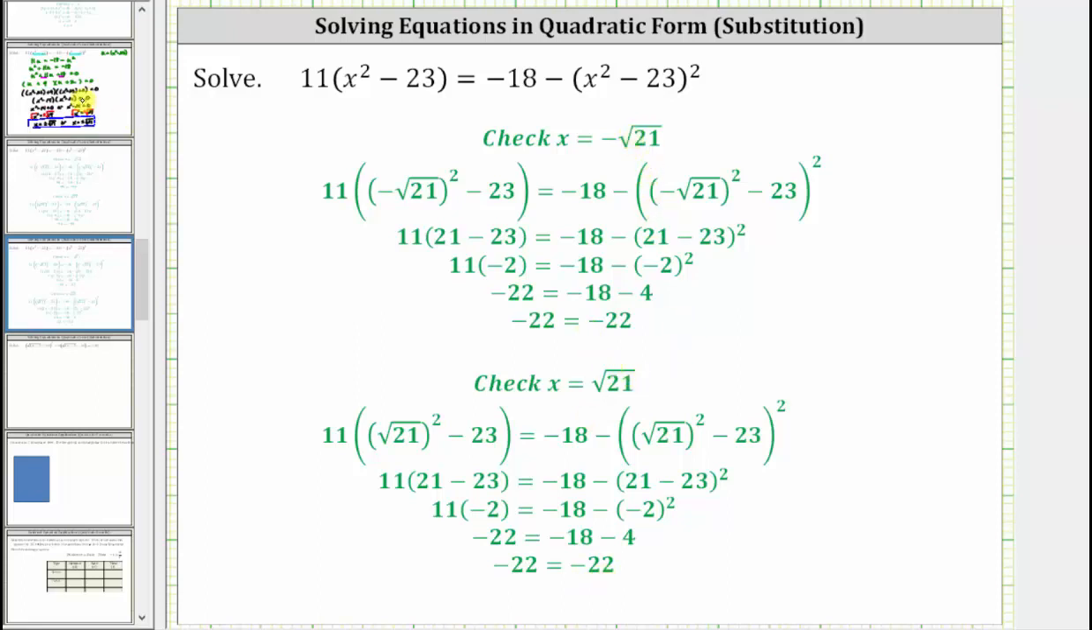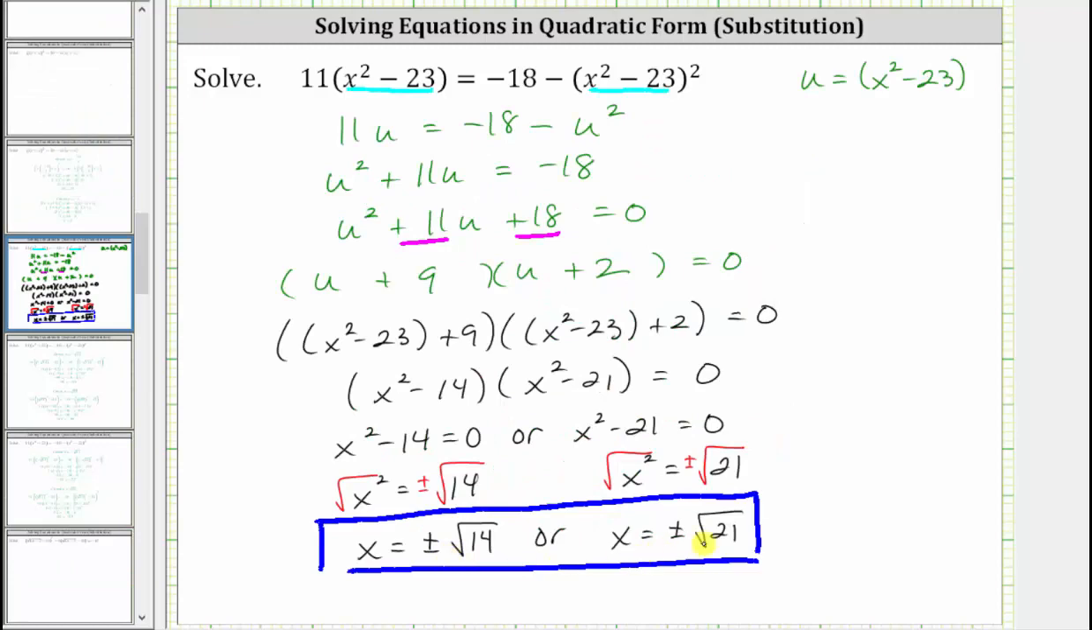So again, we have four solutions: plus or minus square root 14, or plus or minus square root 21.